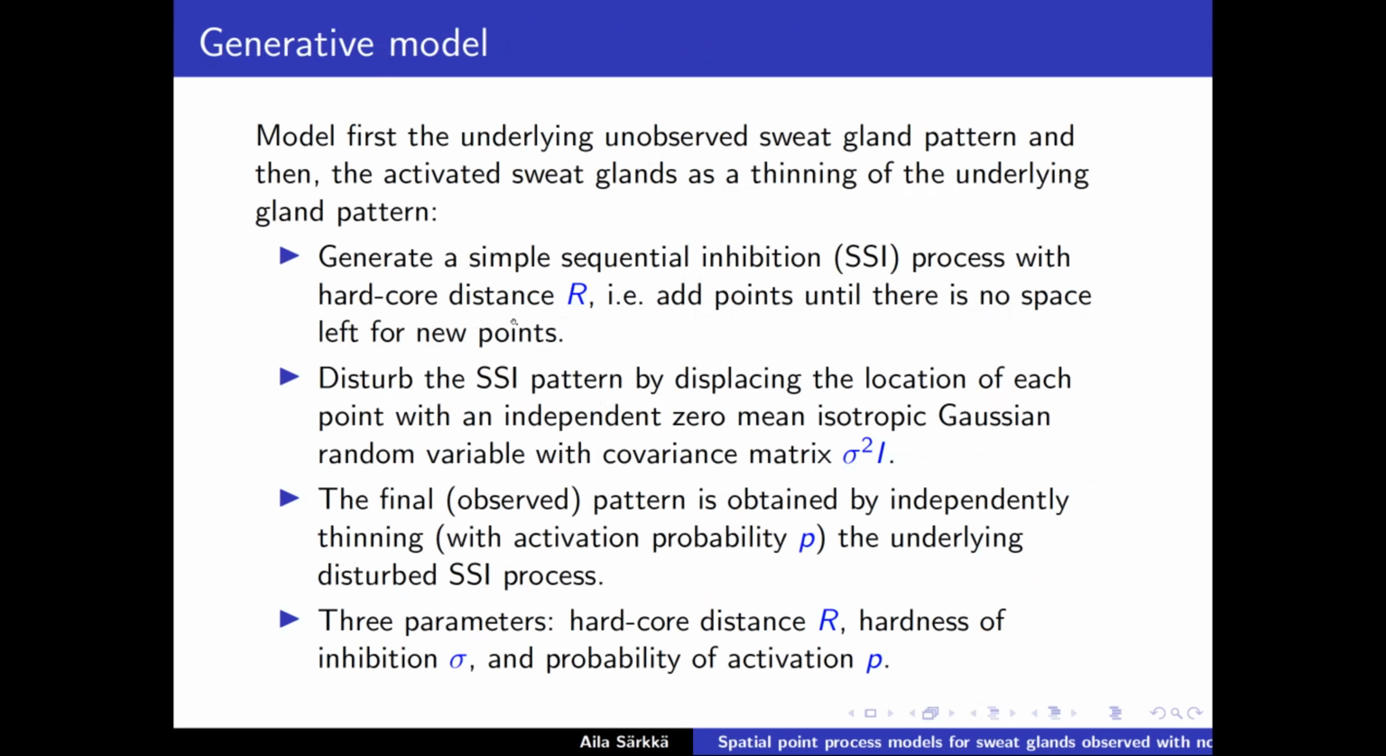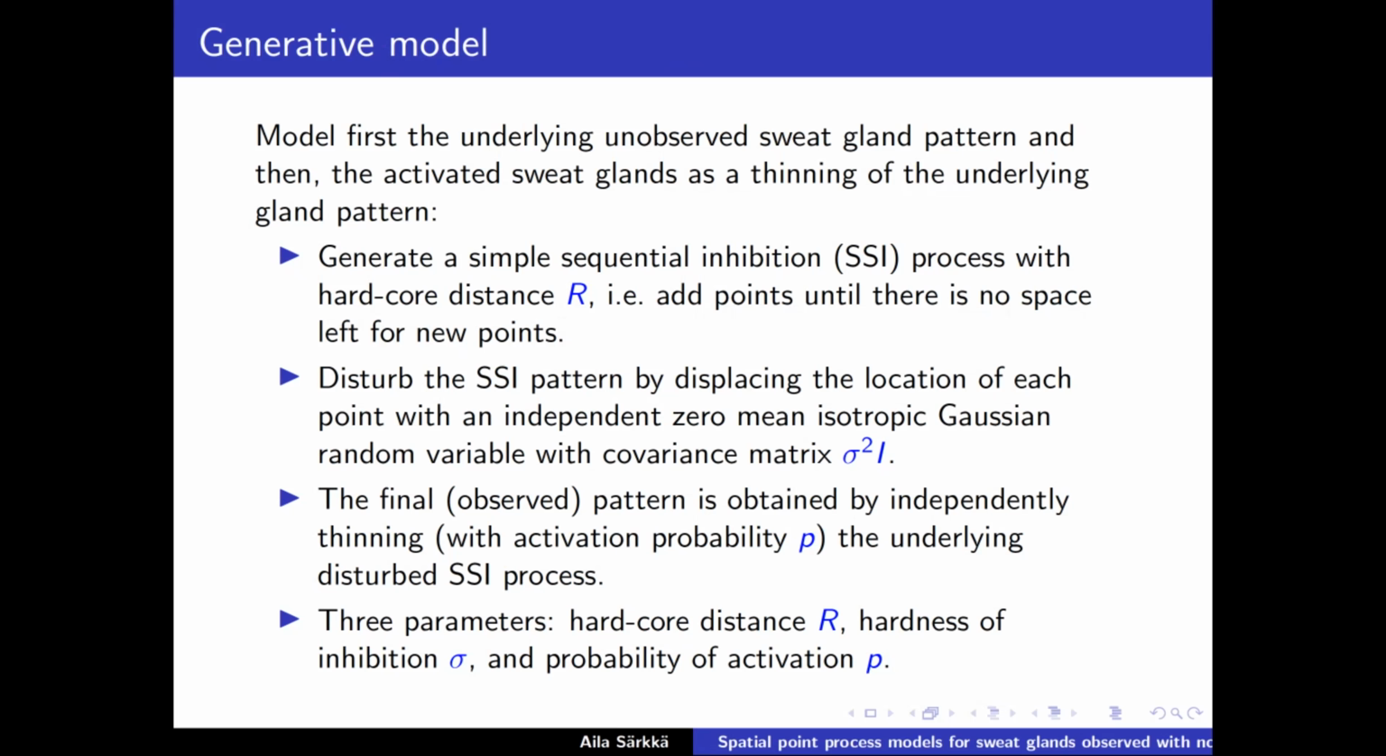So what we do here is first model the underlying unobserved sweat gland pattern, the true one, and then activate the activated sweat glands that we observe by thinning the underlying gland pattern. Again, we believe that the underlying gland pattern is some kind of soft core pattern. Now we don't know the number, so we can't just simulate a certain number from some soft core model, but we have to have some other stopping rule. That's why we thought that we just keep on adding points as long as they fit.